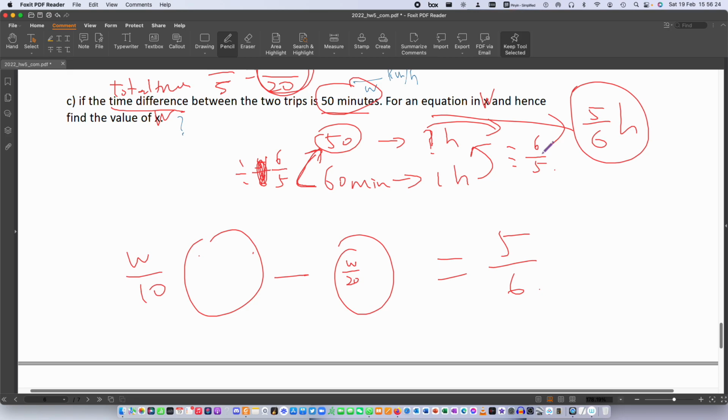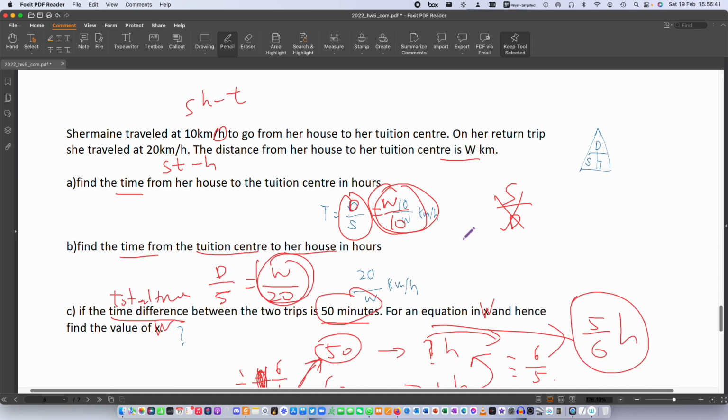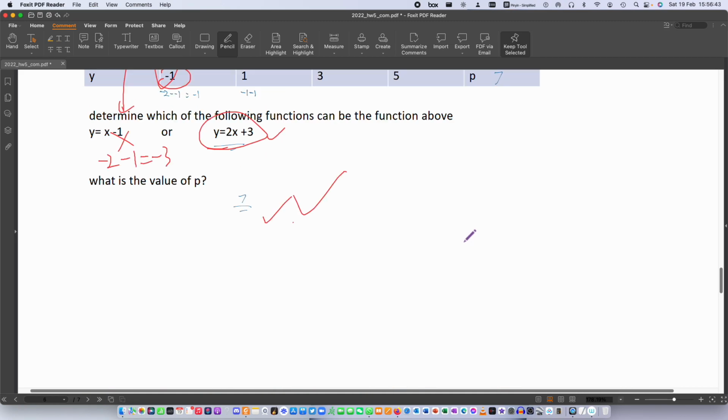So W equals to 100. So this W is distance. So kilometer. So how many kilometer? 16 and 2 over 3. Okay. Good. Okay, that's fine.